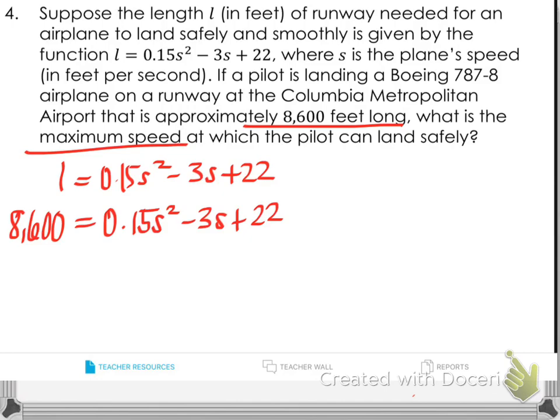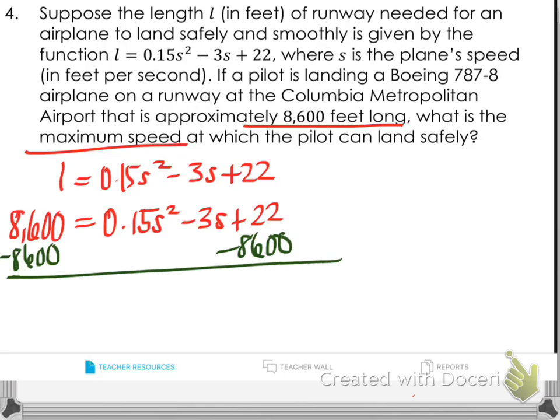The next thing that we're going to do is get rid of this constant because we want to set this equal to 0. So we're going to subtract 8,600 from both sides. When we subtract 8,600 from both sides, we end up with 0 equals 1/500 s squared minus 3s. And I'm going to switch this around so that the 0 is on the other side. When we subtract 8,600 from 22, we end up with negative 8,578.